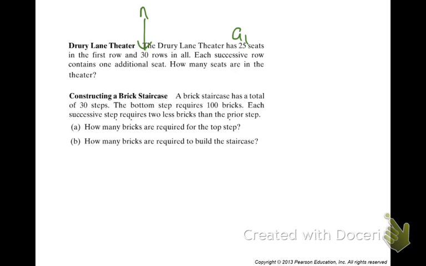Oh, one more thing before we do that, because we need to know this. What does each successive row contains one additional seat mean? Plus what? And that is your difference. All right, let's put it together. So in order to do our formula, I'll write them down here, our summation. We have the n, we have the a1, but this is what we don't have, the a n. We know we're at row 30, and we know we start with 25 seats. We can find this because we're going to sub it into our a n, so let's do that.